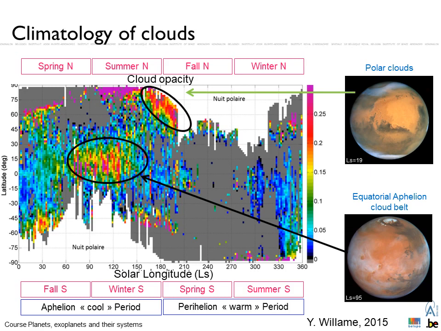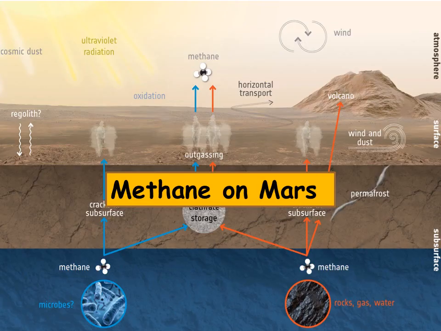The aphelion cloud belt occurs in the equatorial region, and those clouds play an important role in influencing the seasonal and latitudinal distributions of water on Mars by restricting cross-equatorial water transport. In the following slides, I will focus on the search for methane on Mars.